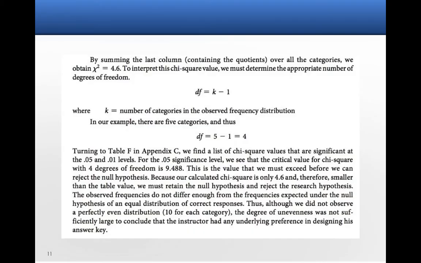Now, the other thing we need to know is the appropriate degrees of freedom. Here it's k minus 1, where k, instead of n, is the number of categories. So we have 5 categories minus 1 is 4. We go into our table F, which has chi-square values, and we see the critical value for 4 degrees of freedom is 9.488. We have to exceed that. Our calculated chi-square is only 4.6, so this teacher does not have an underlying preference.